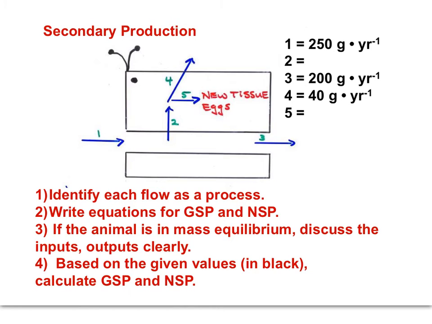If the animal as a system is in equilibrium, the inputs and outputs would be equal. In more specific terms, listen carefully, 2 and 4 would be equal values. Thus, NSP, shown here as 5, would be 0. Based on the values here, given in black, GSP, number 2, would be 50 grams per year. NSP, number 5, would be 10 grams per year.